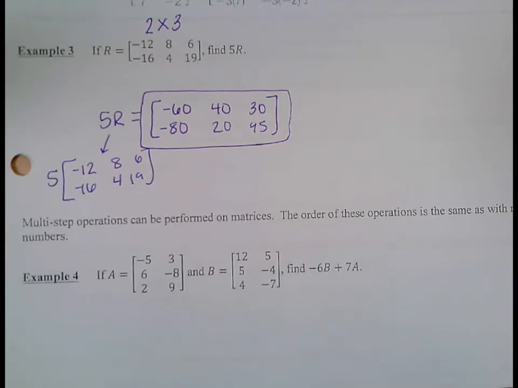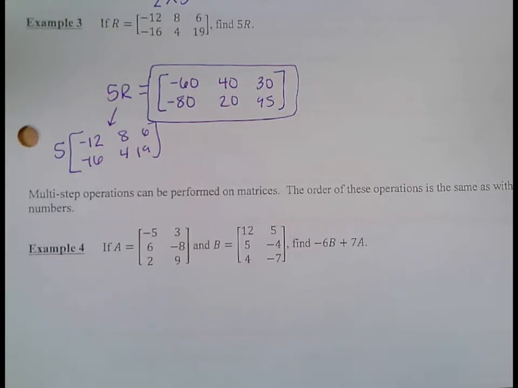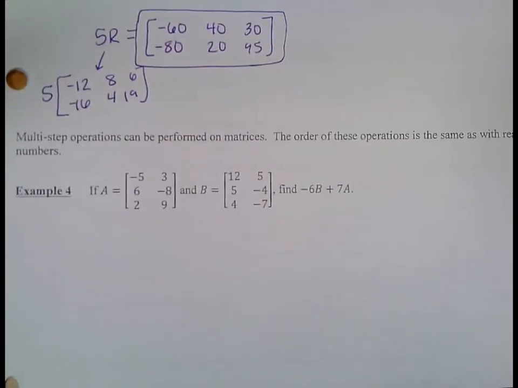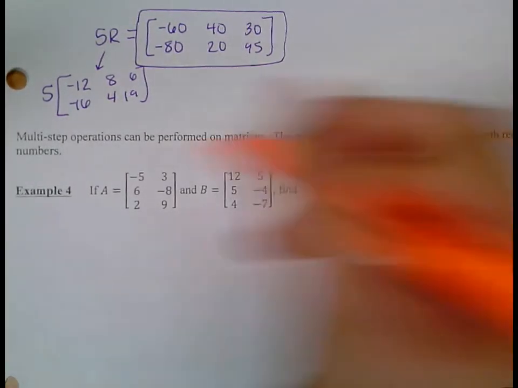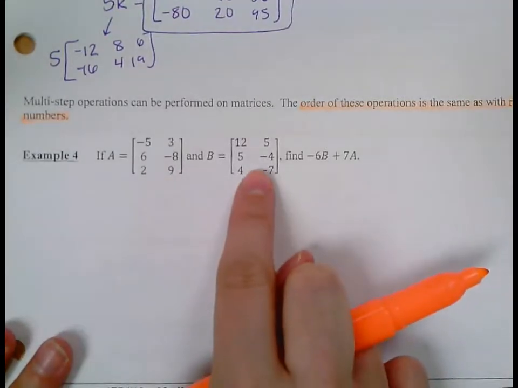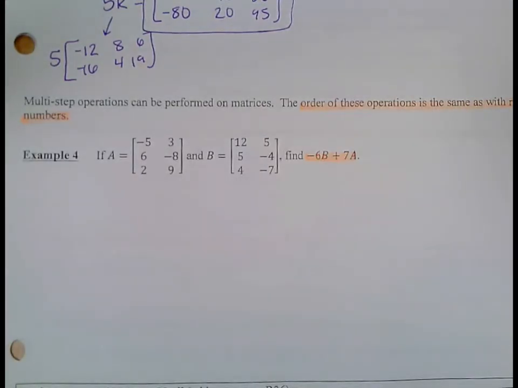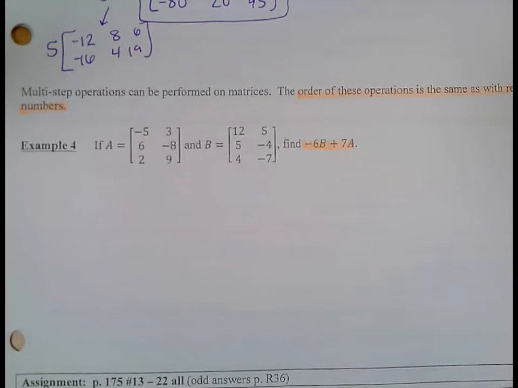All right, so then what example 4 is asking you to do, it says above it that multi-step operations can be performed on matrices similar to evaluating expressions. These are evaluating expressions that involve matrices. Order of operations is the same as with real numbers. So when you're working with matrices, you are still following order of operations. Example 4 gives you matrix A, matrix B, and it wants you to find -6 times matrix B plus 7 times matrix A. So your answer is 1 matrix. I want you to work on this in your groups and come up with what that matrix would be as a final answer.